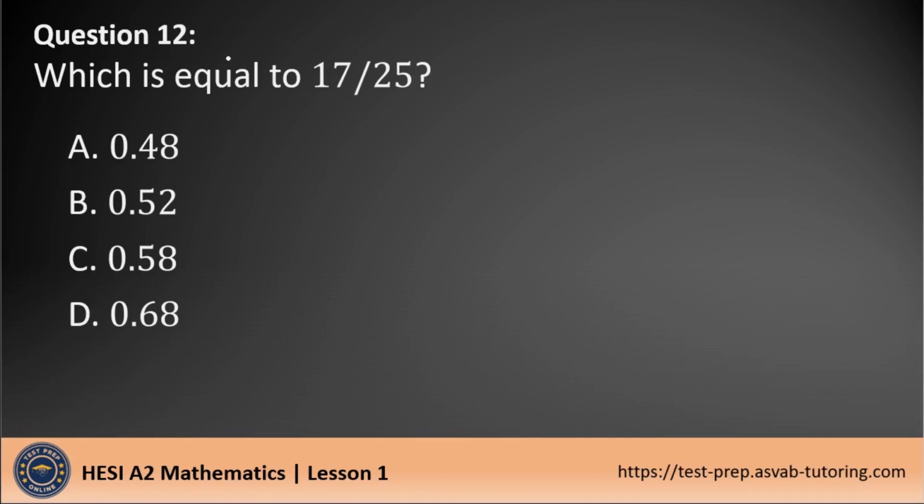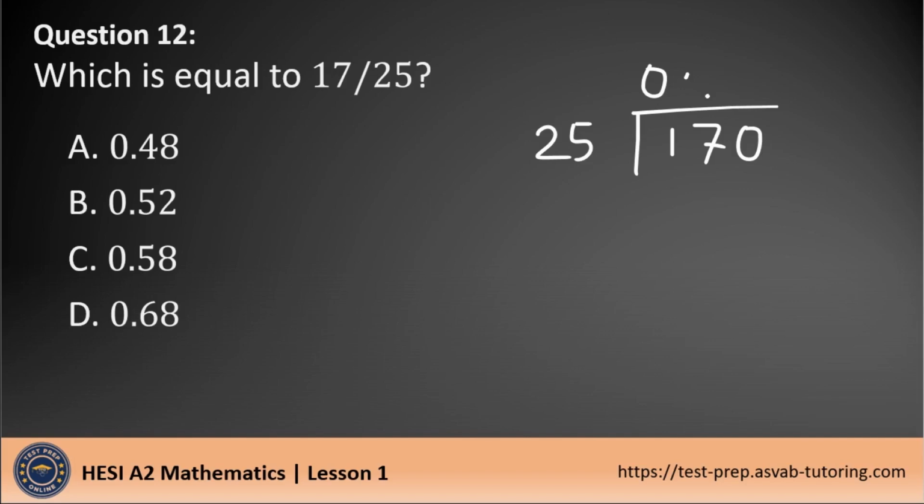So let's go to question number 12, which is 17 divided by 25. Here 17 is the numerator, so we will divide 17 by 25. 17 is less than 25, so first we will take a 0 and a point, and against the point we will put a 0 here. Now it's 170. So 170 is bigger than 25.